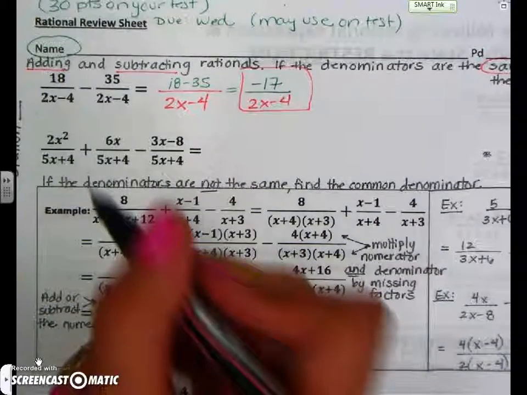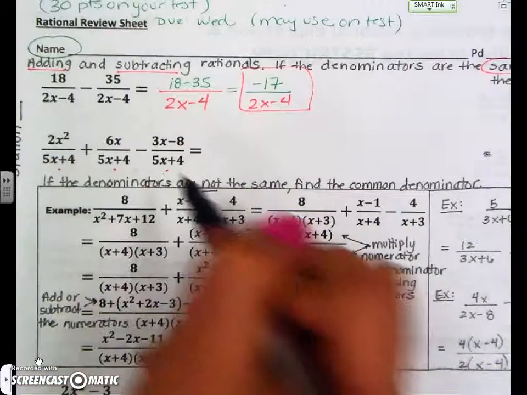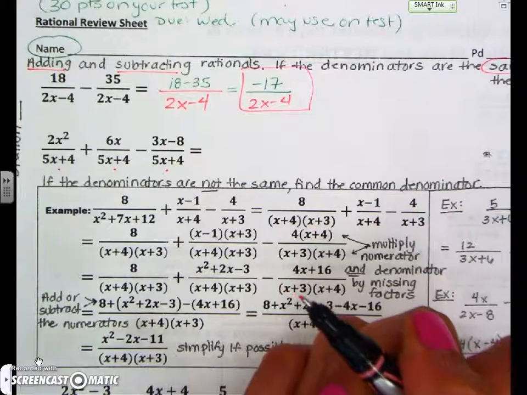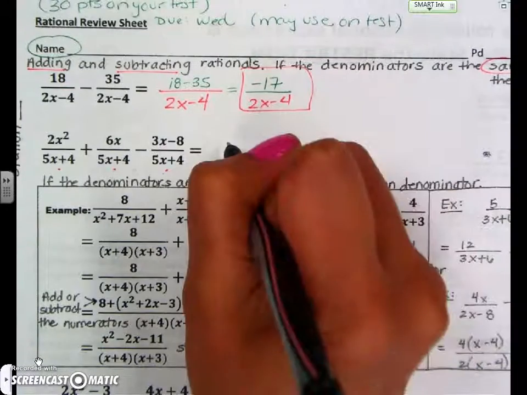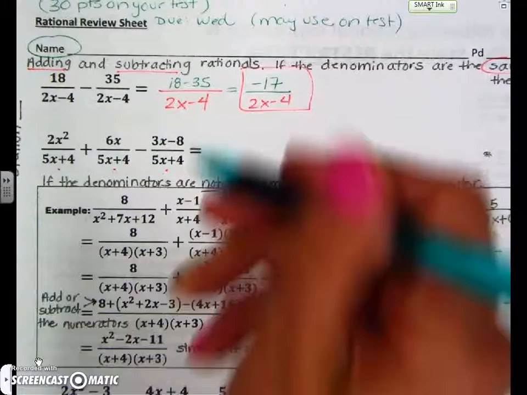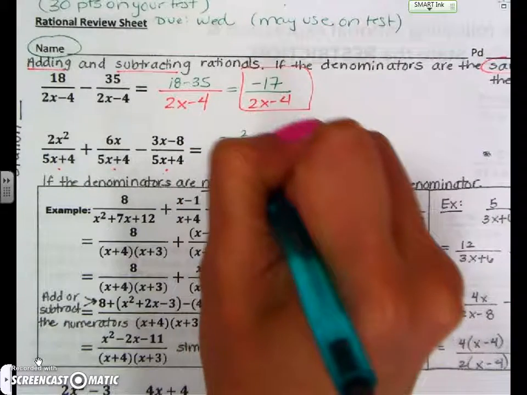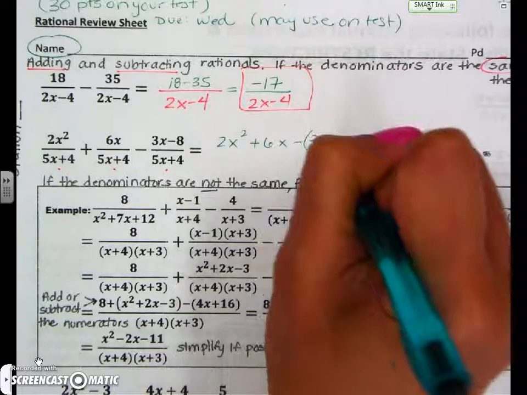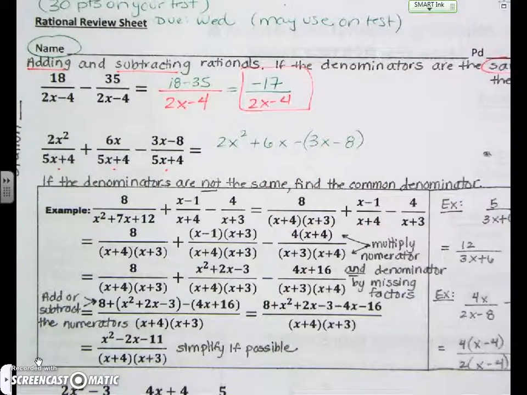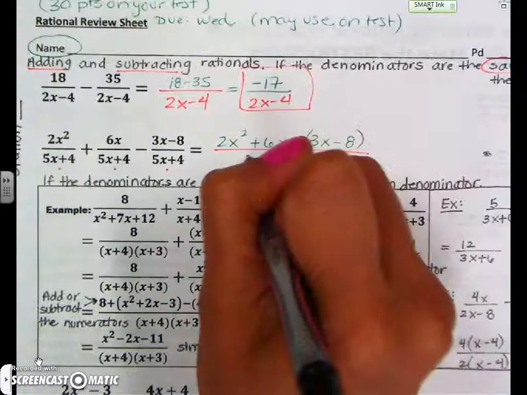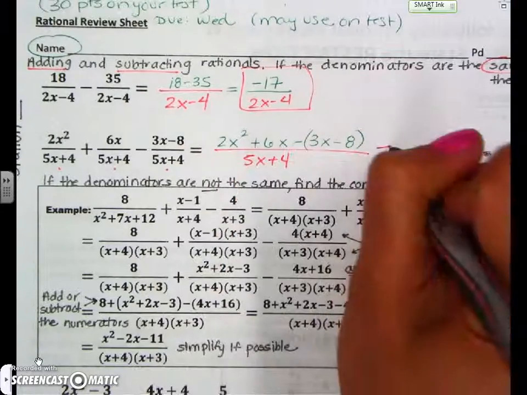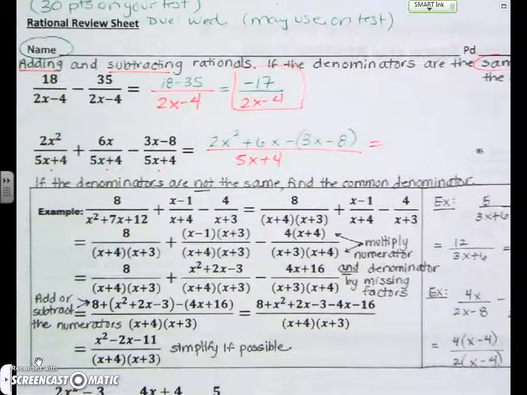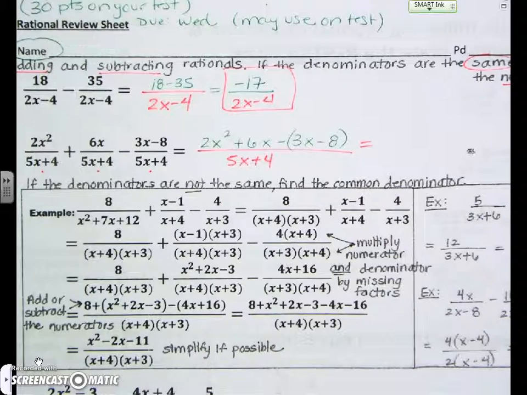Okay, let's look at the second one. Are my denominators the same? Yeah, so all you're going to do is add the numerators. So 2x squared plus 6x minus 3x minus 8 all over 5x plus 4. Okay, you're going to combine like terms.